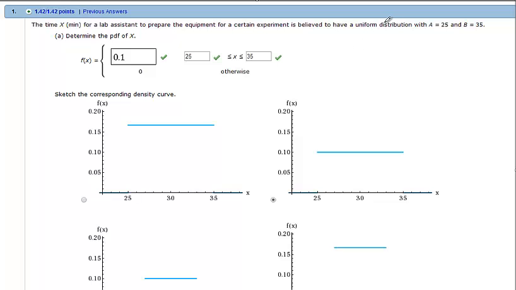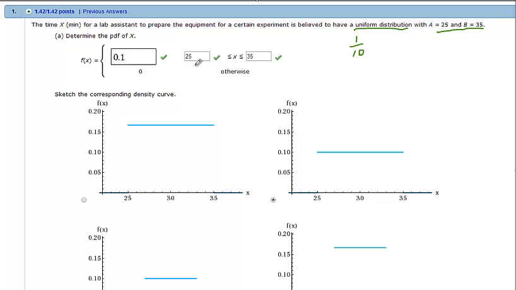We've got a uniform distribution right here, so I know that the probability of each individual situation is going to be equal. From A to B, it looks like I have 10 slots here. 35 minus 25 was what I did for that, so I have 10 between. I'm just going to do 1 over 10 for my probability of each minute happening. That's where I got 1/10.